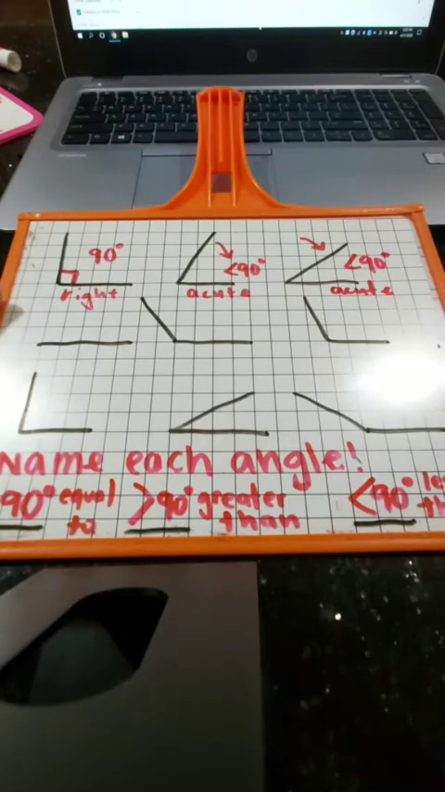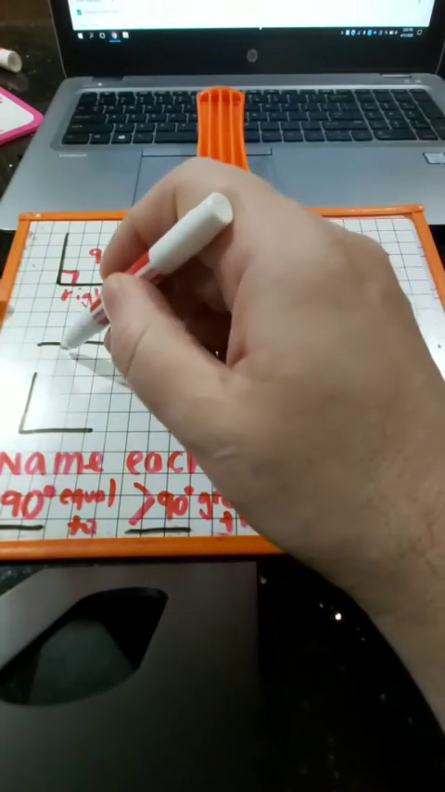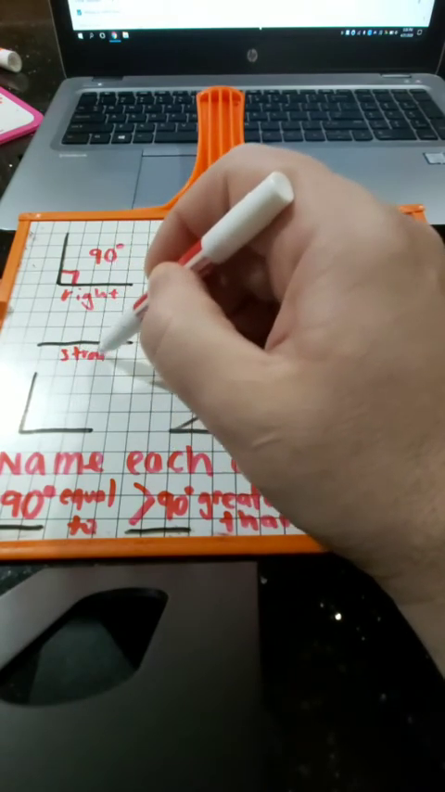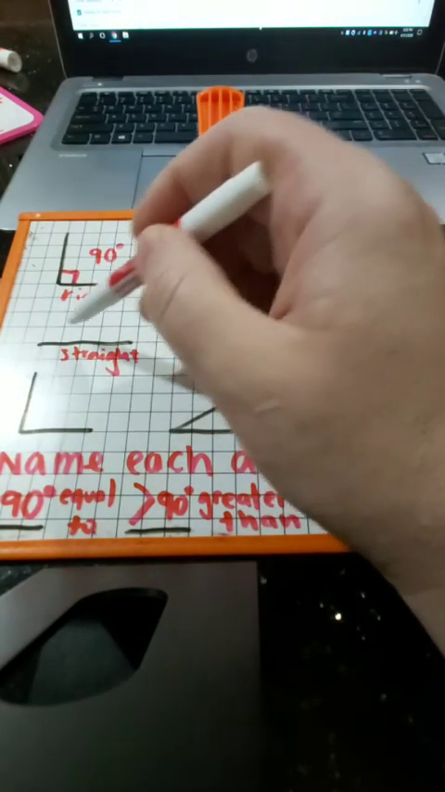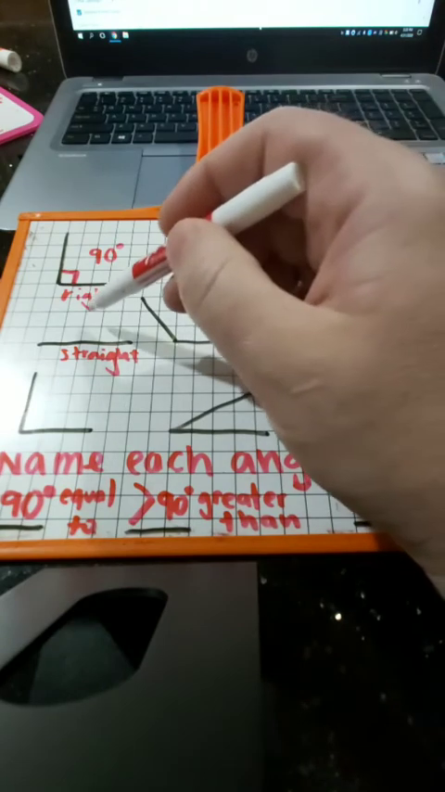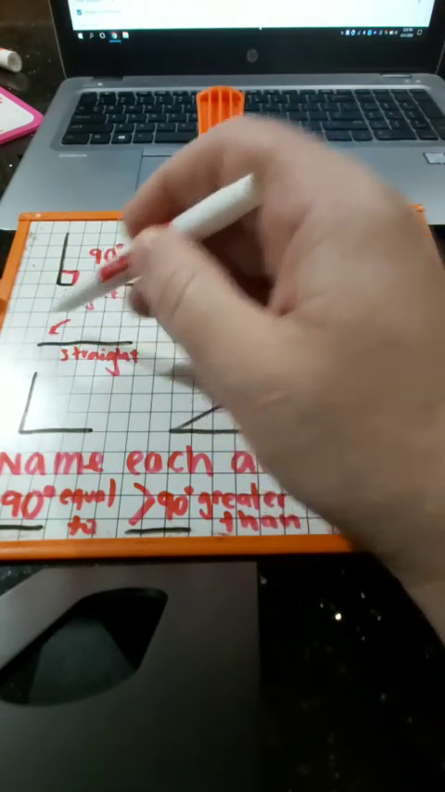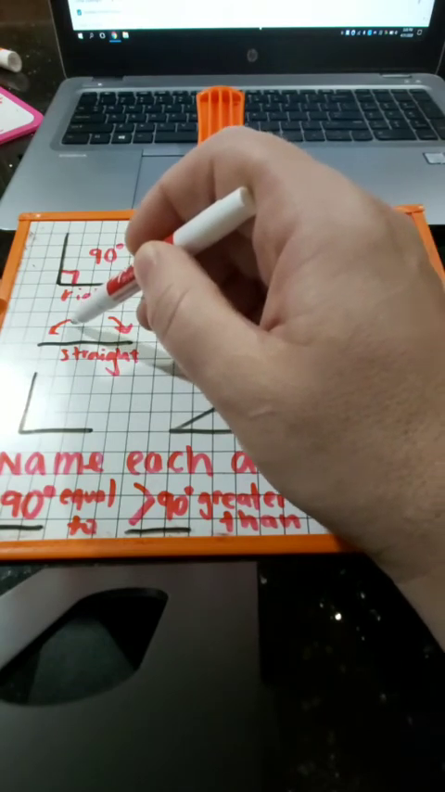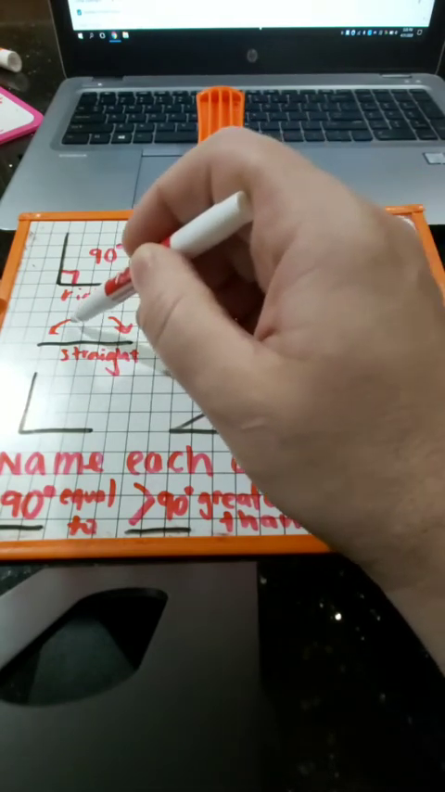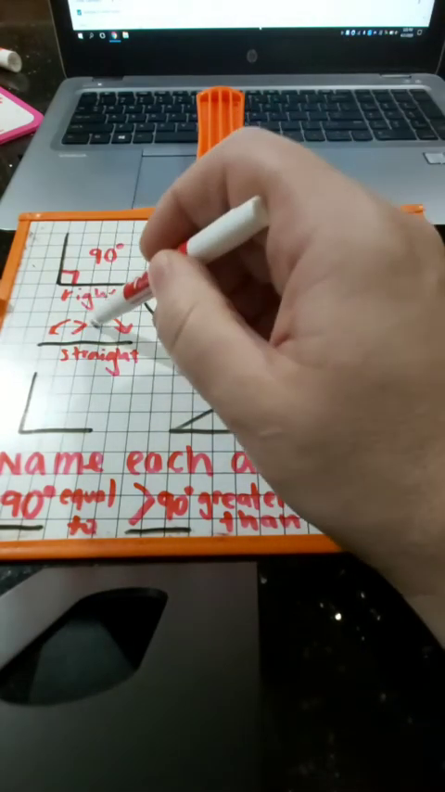All right. Let's look at this one here. This one is a straight angle. For self-explanatory reasons, it's straight. All right. Now, is it more than or less than 90 degrees? Well, it has fallen flat on both sides, which means it fell 90 degrees in both directions. Which means it is greater than 90 degrees. All right. So it is greater than 90 degrees.